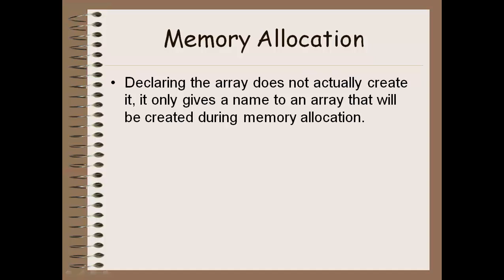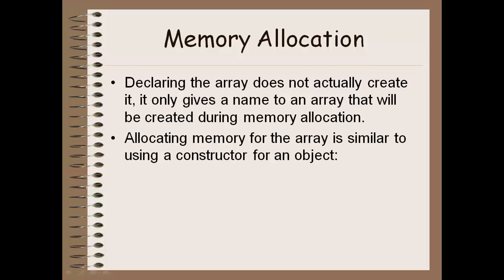Once I've declared my variable, I now need to allocate memory. Okay? When I declare an array, it doesn't actually create it. It doesn't set aside any memory or anything like that. I have to actually do this during memory allocation. And it's the same thing as we used when working with a constructor for an object. I have to say I'm going to have a new integer array. Just like before I had to say I have a new StringTokenizer or a new StringBuffer. I have to do the same thing.